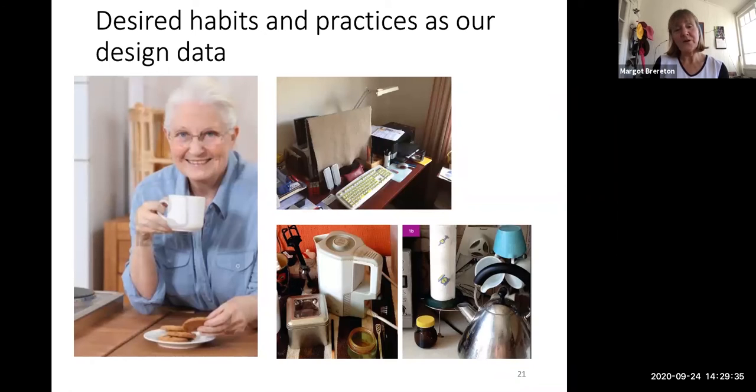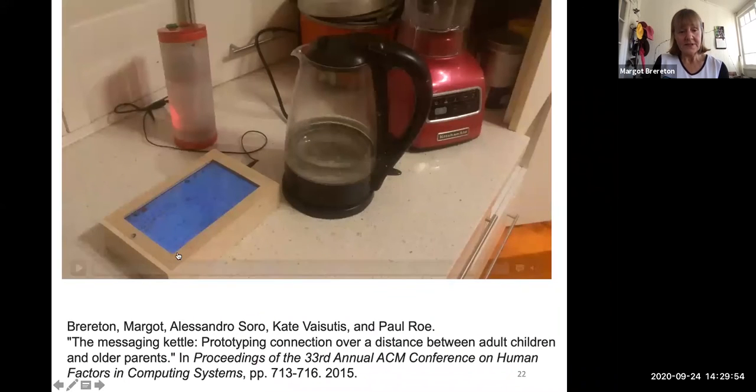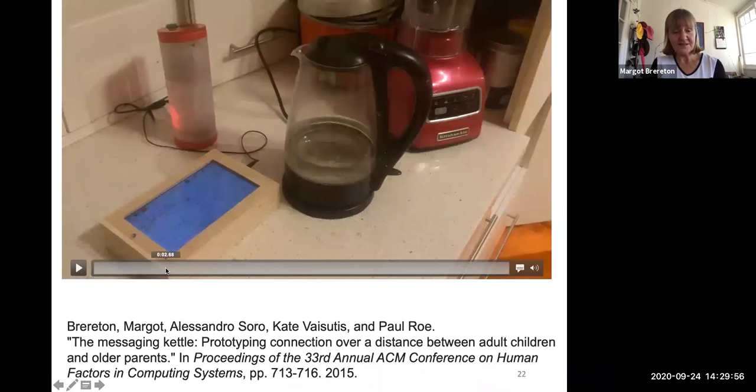It's not always on. And often things like mobile devices, the screens are small, and there were a lot of reasons that our older participants didn't want to use Facebook, Twitter, WhatsApp, and so on. So we ended up designing this thing, and it's called a messaging kettle.